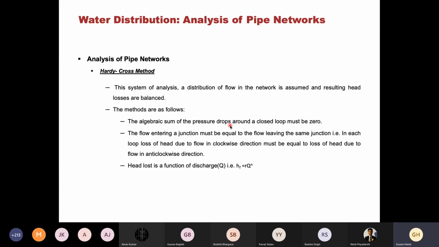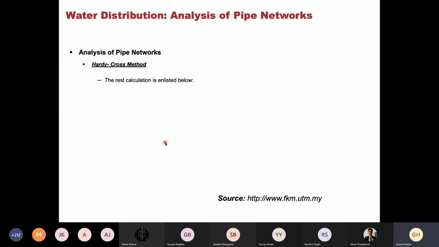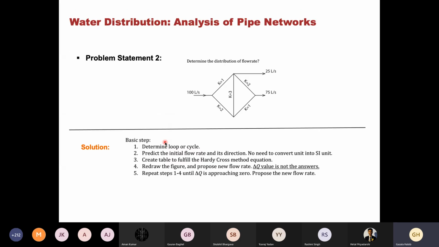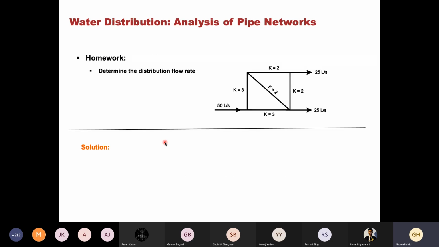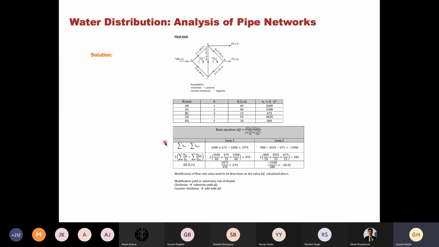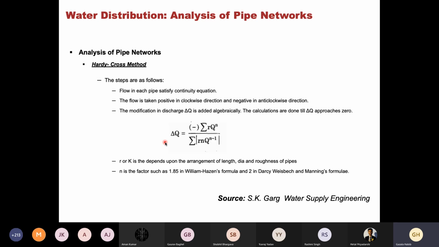The algebraic sum of the pressure drops around a closed loop must be zero. So what is the assumption? That the algebraic sum of the pressure drop around a closed loop must be zero means, if there is a pressure drop, let me just see if I have any. No, that's not it. It would be good to have an example. Okay, example is here. Let's do one thing. I will put it in a different way. I will put the example first because it is difficult to explain theoretically.